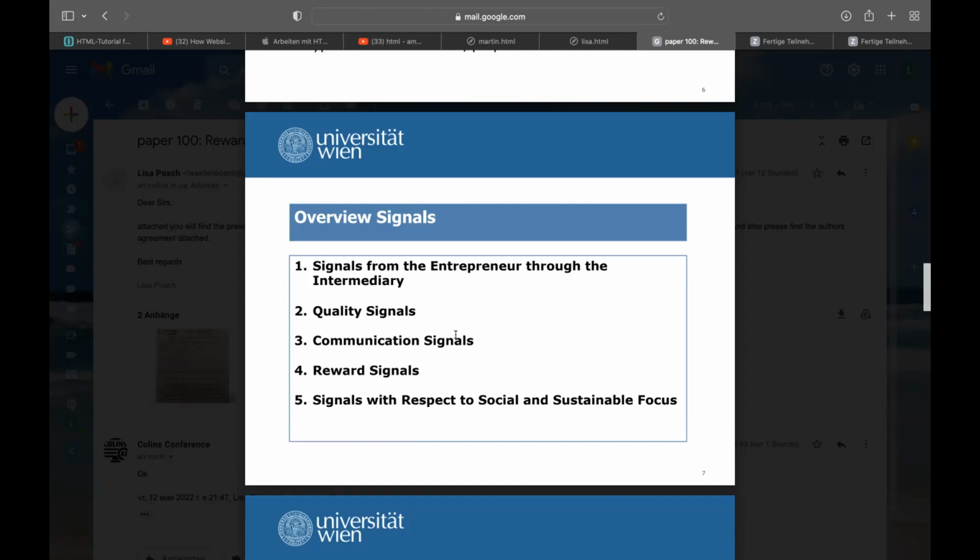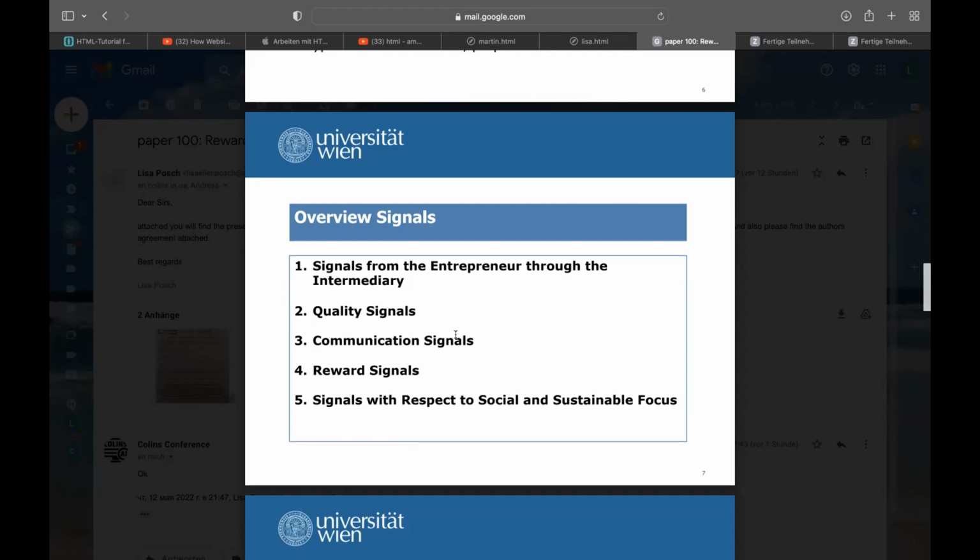Quality signals: it can be mentioned that in order to rate the success in reward-based crowdfunding, quality signals play a major role. I will explain them more in detail on the next slide. For the communication signals, social media presence can positively affect the trustworthiness and the observed risk, and it helps to increase the number of contributors in reward-based crowdfunding. For the reward signals, the rewards play a major role in reward-based crowdfunding as they will be offered in exchange for the funding. Rewards can vary a lot, but mostly the reward itself is the developed product of an entrepreneur.